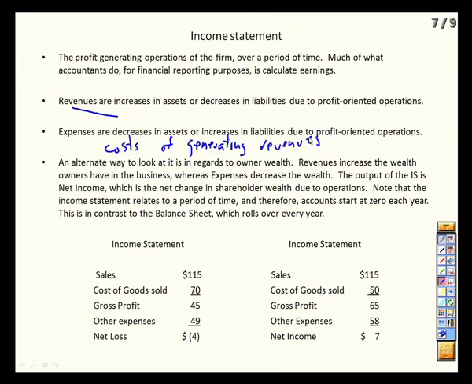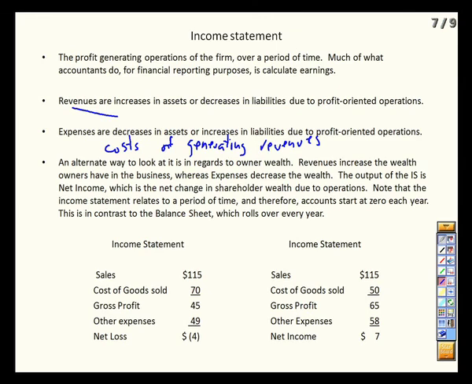I mow the lawn, I have to pay for gas. I'm a law firm, I have to pay my associates and my paralegals to do research. That's what we call an expense, a cost of generating revenue. And again, it could affect the asset or the liability side. If we pay our employees cash, there's a decrease in the asset.